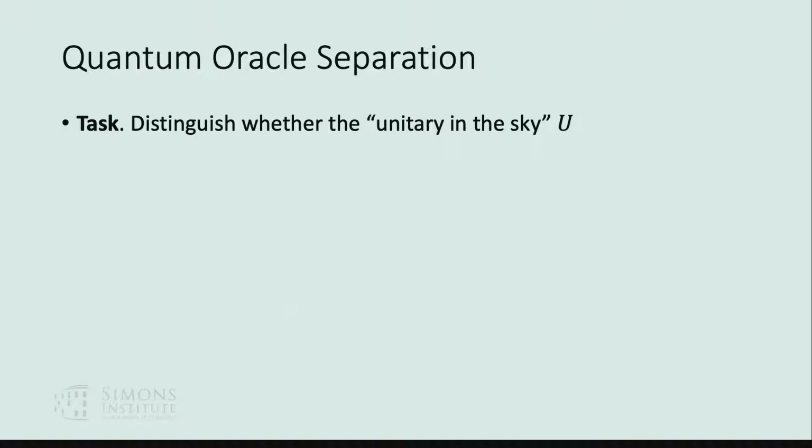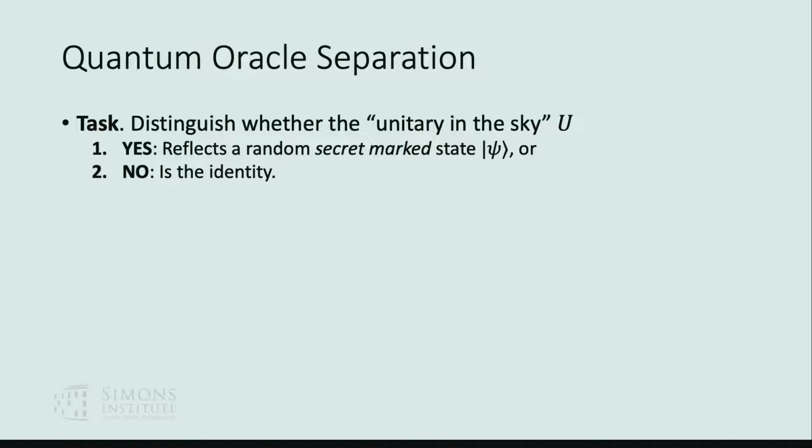And this is, okay, I have the task again. So the yes instance is a unitary that only reflects this random secret marked state, or it only acts as the identity. And let me convince you that it's in QMA. As I said, you can send this marked state psi, and then I can compute and check that it's reflected.